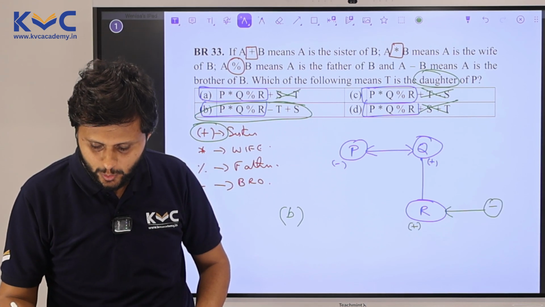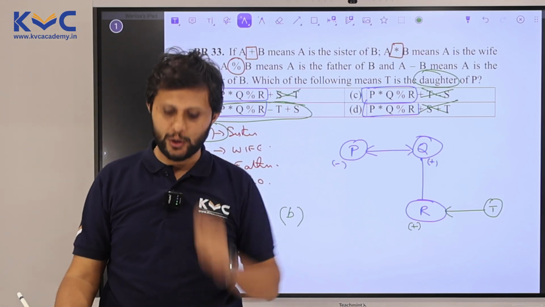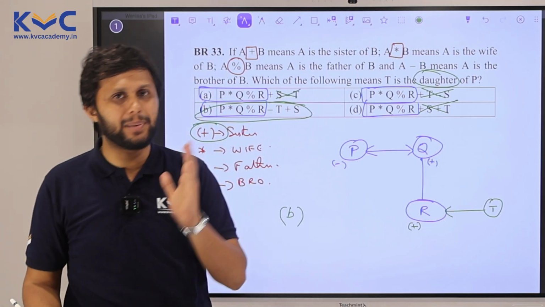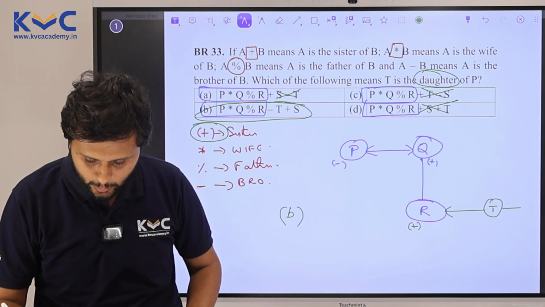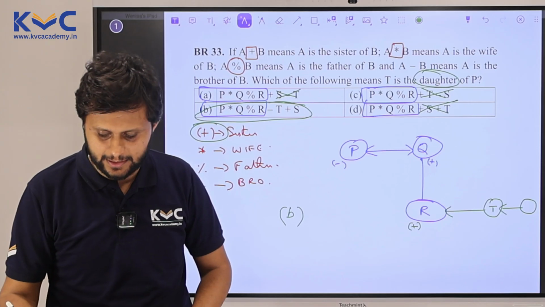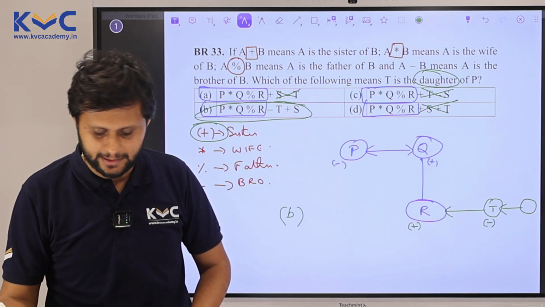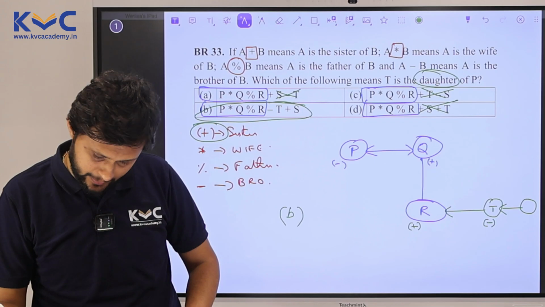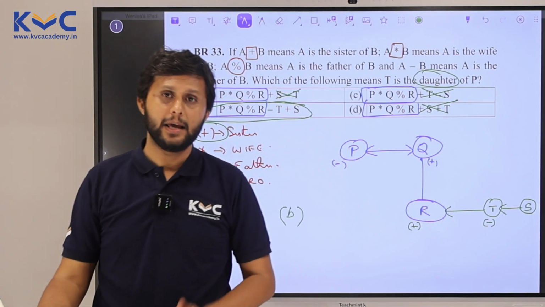So we'll write T over here. As of now, we don't know the gender. But after T, we have plus S. So, what does plus mean? Plus means sister of. Sister means she has to be female, and this other person is probably S, right? S. Okay.